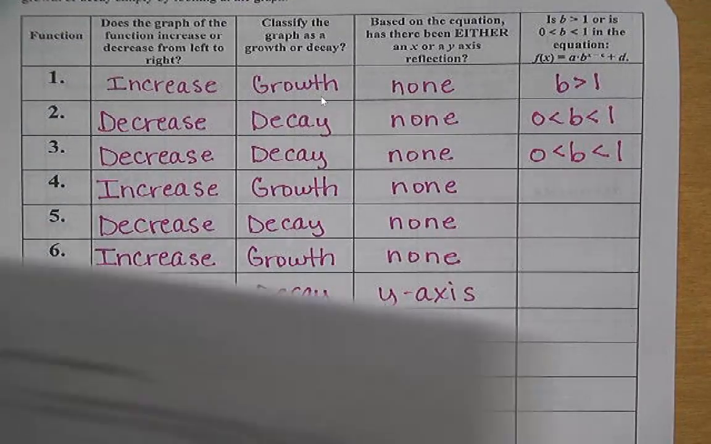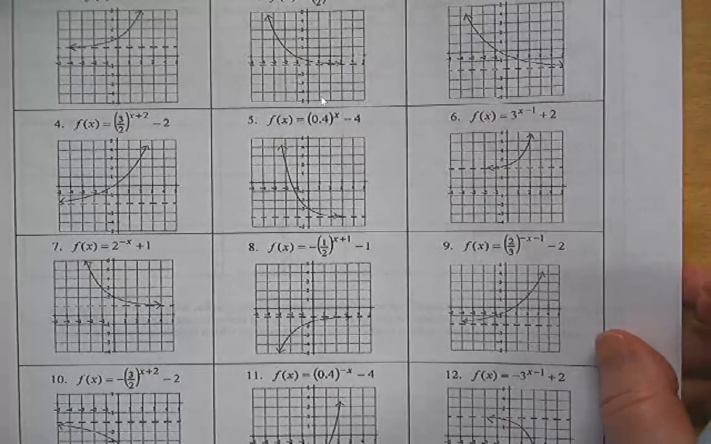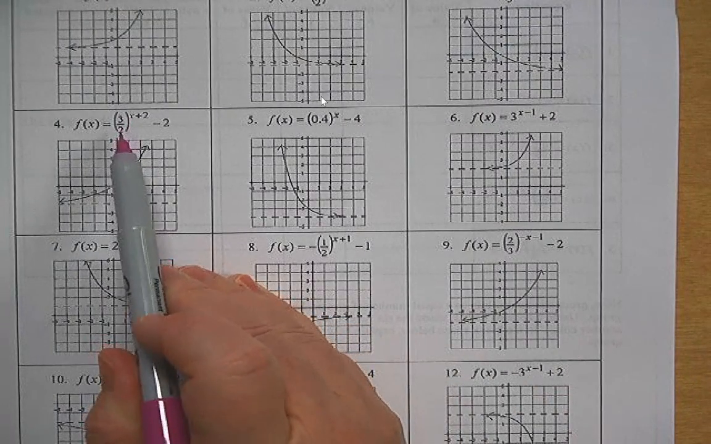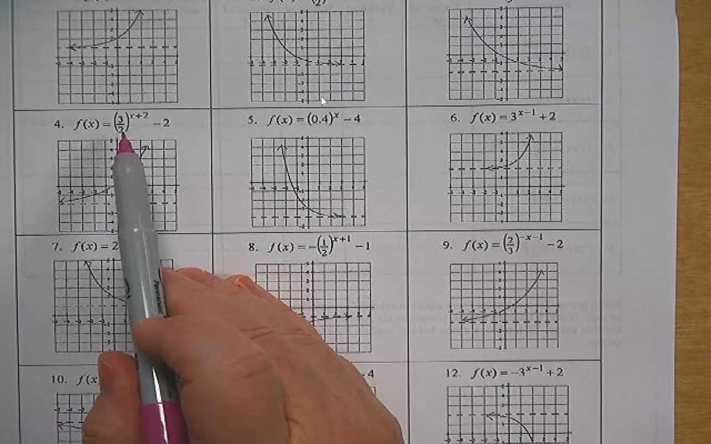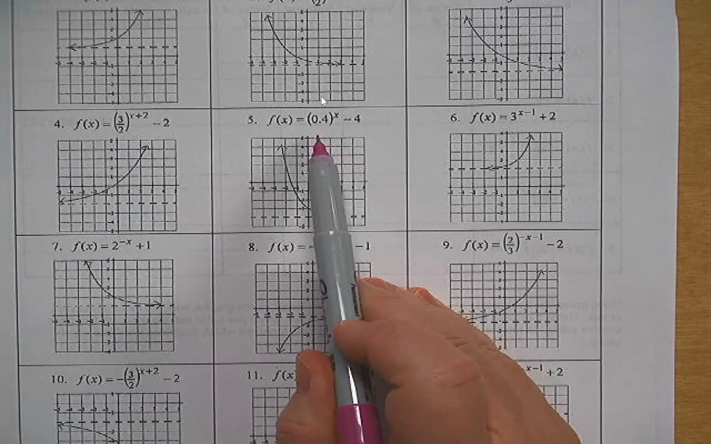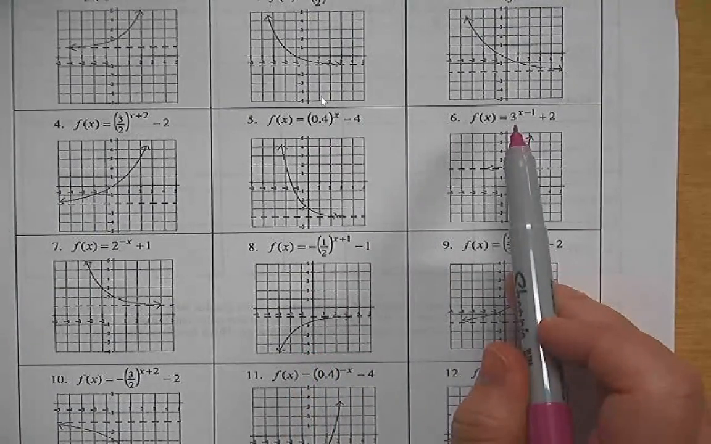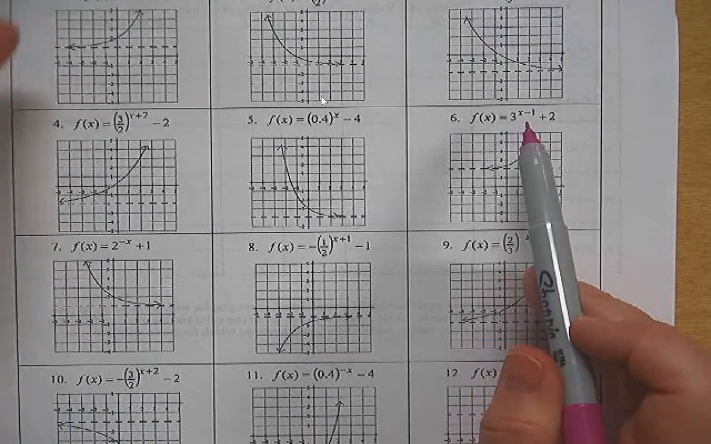Let's take a look at the next ones. Number 4 has a b value of 3 divided by 2. As a decimal, that's 1.5, so that's greater than 1. Number 5 is 0.4, that's between 0 and 1. And number 6, the b value is 3, which is greater than 1.